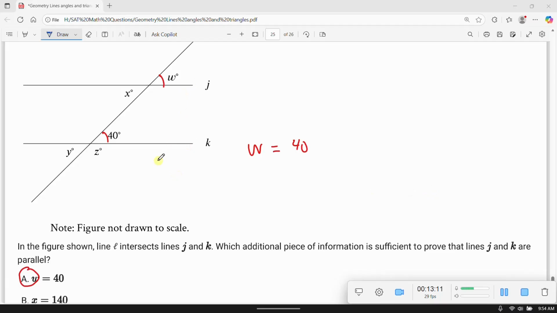So now they say that there's a diagram with lines J and K. Then they want to know how to prove lines J and K are parallel. They give me this angle is 40. There are many different answers here, but the best one we can see right away is that angle W needs to be congruent with the angle 40. These two angles need to be the same because if they are corresponding, they need to be the same. Then those two lines are parallel. Easy question.